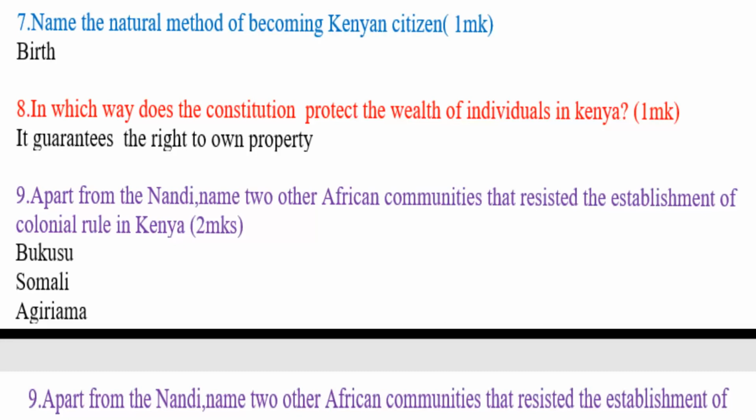That was question number 9, which was asking about other communities that resisted the establishment of colonial rule in Kenya.